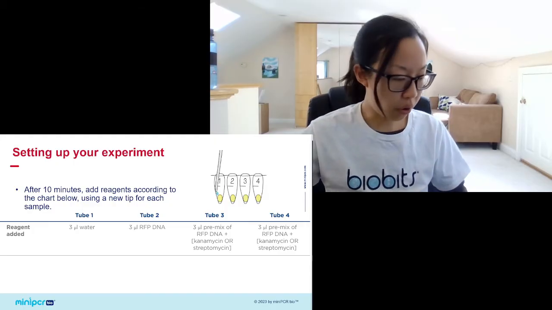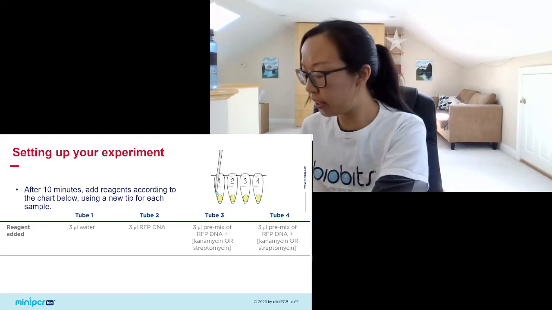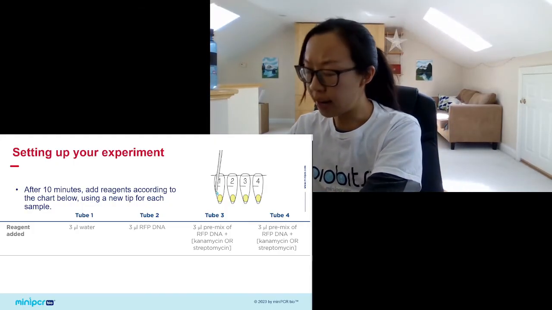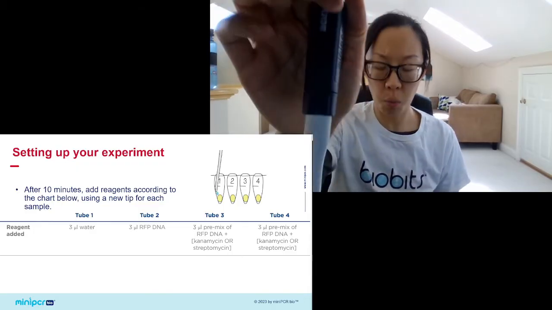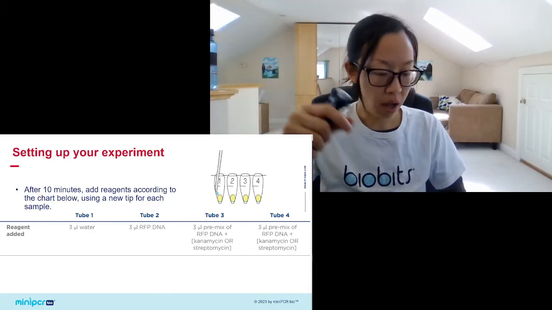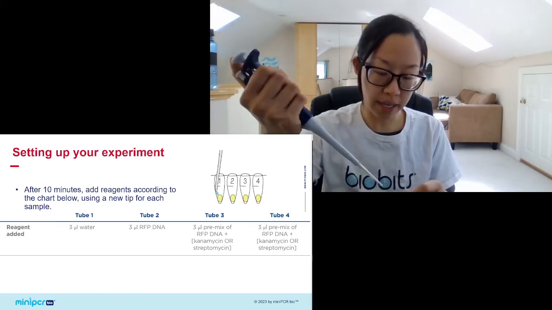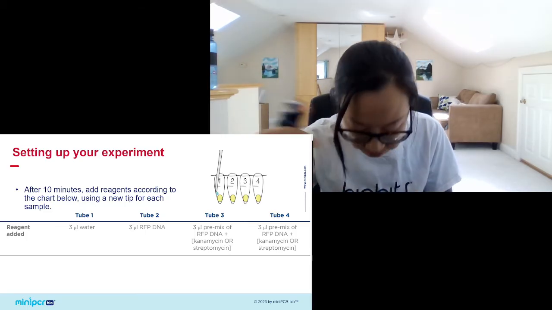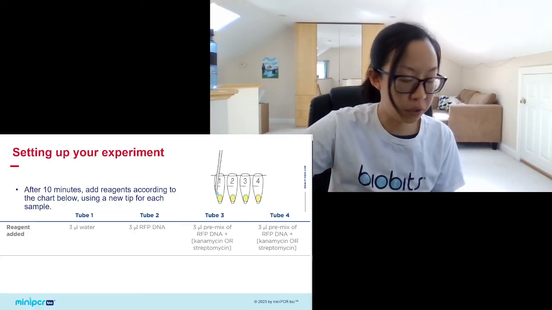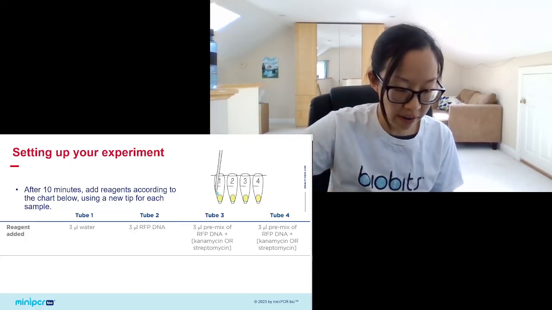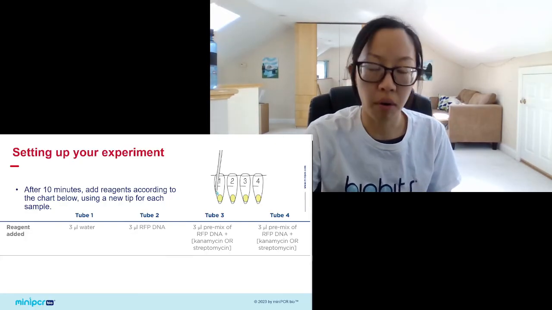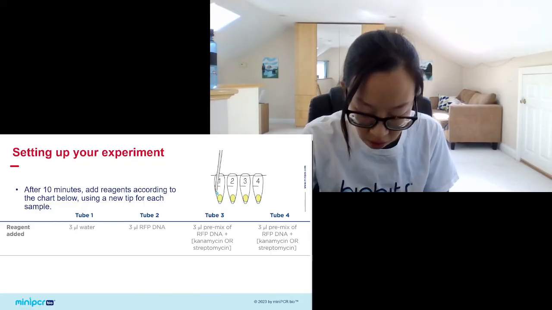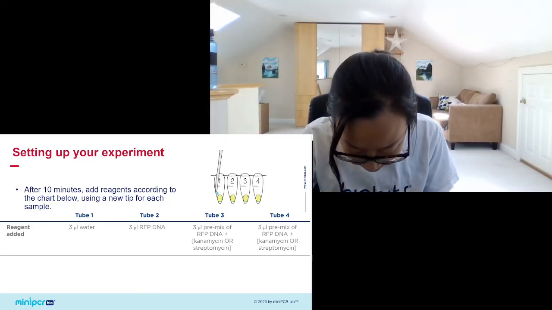All right, so for always adding these reagents, again, it's just 3 microliters with your micropipette. Tube number 1 is just going to get water again. So I'm going to add that there. Now tube number 2 is going to get the RFP DNA. So let me switch my tubes here. I'm going to add that.